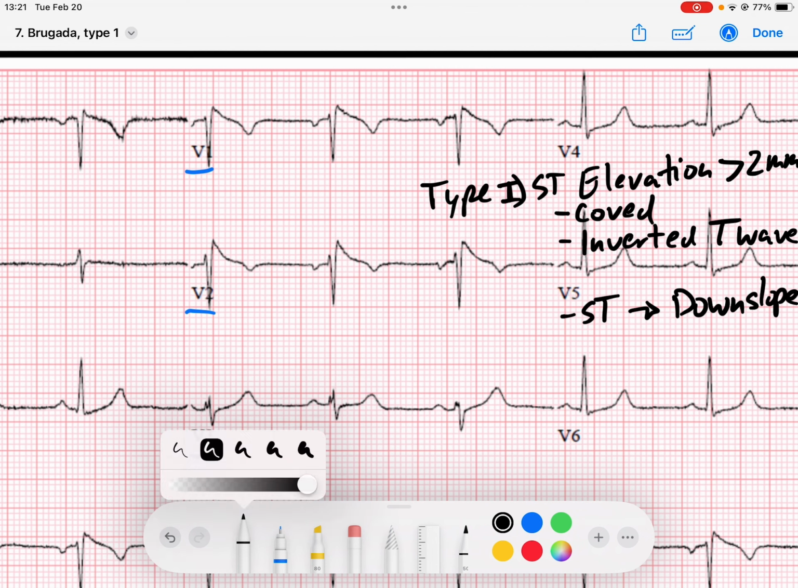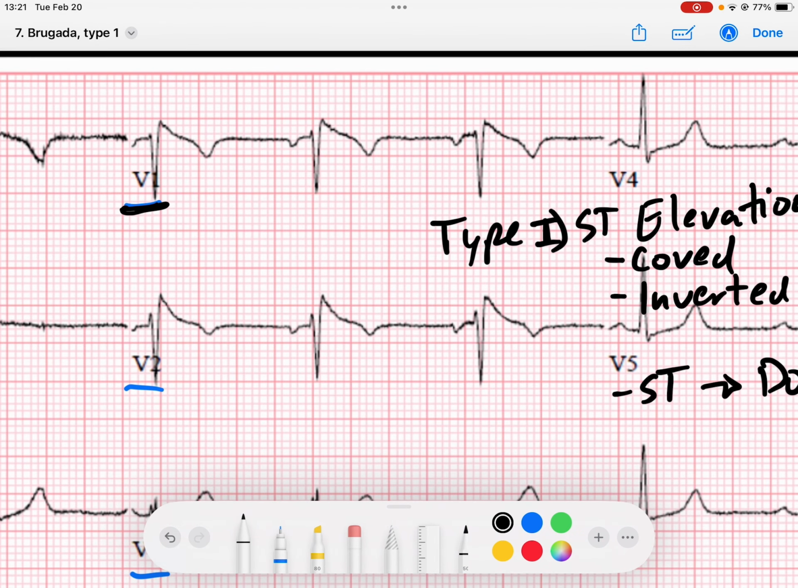And so let's take a look here at this ECG. We'll look up here in V1. What you'll notice here is that here is our baseline. I'll do it in a different color so that we can see it better. Here's our baseline. And then notice our ST segment is elevated by at least 2 millimeters. You can see the difference in the amplitude there. It's greater than 2 millimeters. You can see that we have a downsloping ST segment and an inverted T wave. So this is already concerning for Brugada.